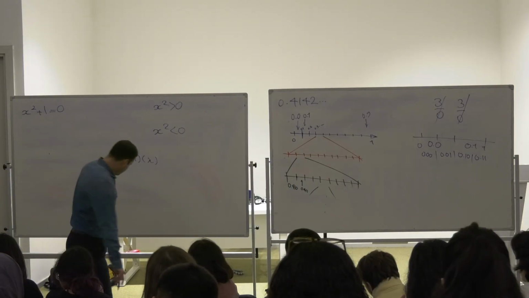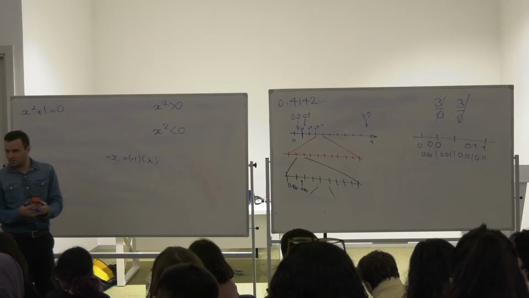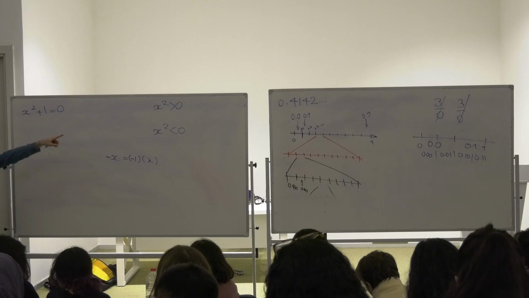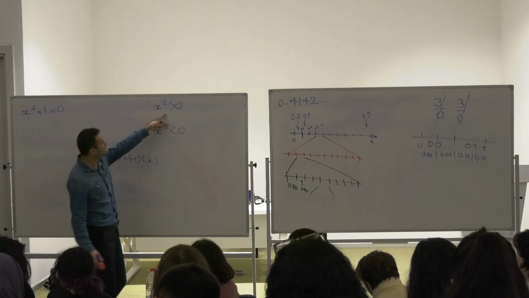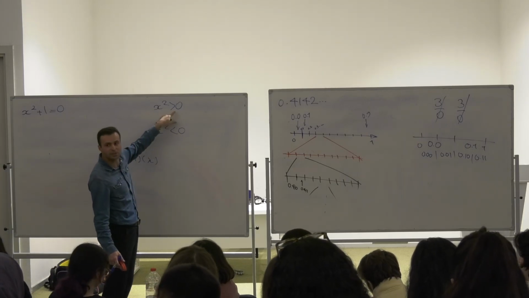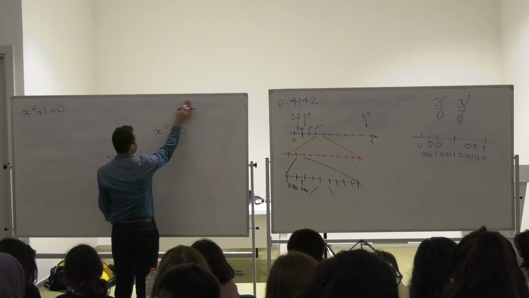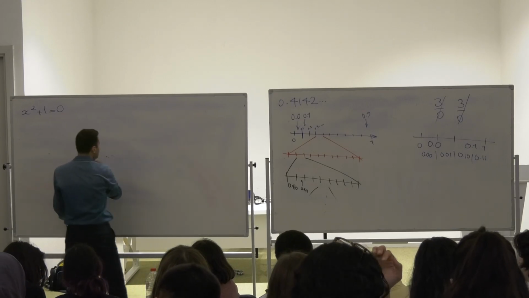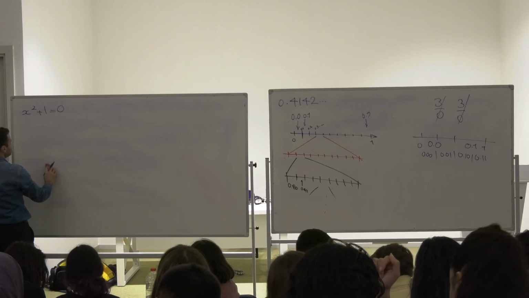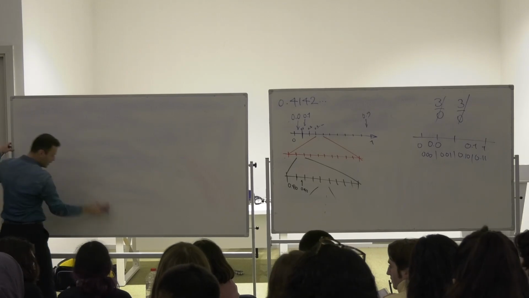Okay, anyhow, so you know that since x to the power of 2 is a positive number, if you add 1 here, x to the power of 2 plus 1 is going to be bigger than 1, which is going to be bigger than 0, which never is going to be equal to 0. Which means that this equation does not have any roots in the set of real numbers.